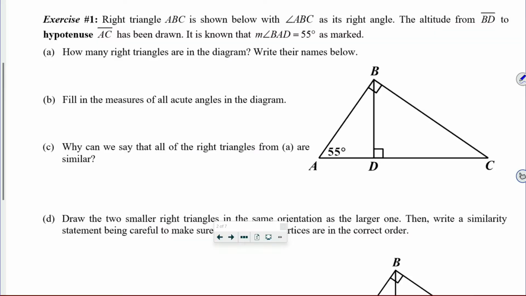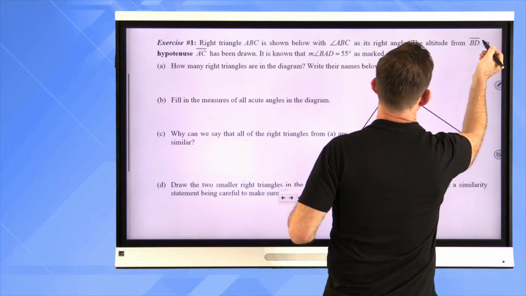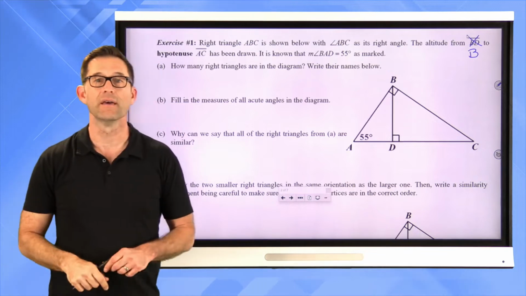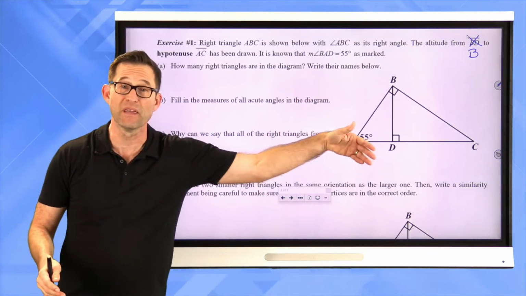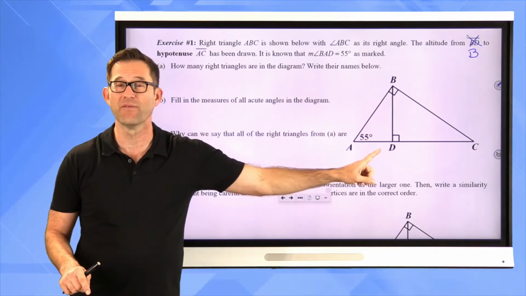Exercise number 1. Right triangle ABC is shown below with angle ABC as its right angle. The altitude from B to the hypotenuse AC has been drawn. And I apologize, it really should say the altitude from B to AC, not from BD. The altitude is BD. Anyway, it's known that angle BAD is 55 degrees as marked.